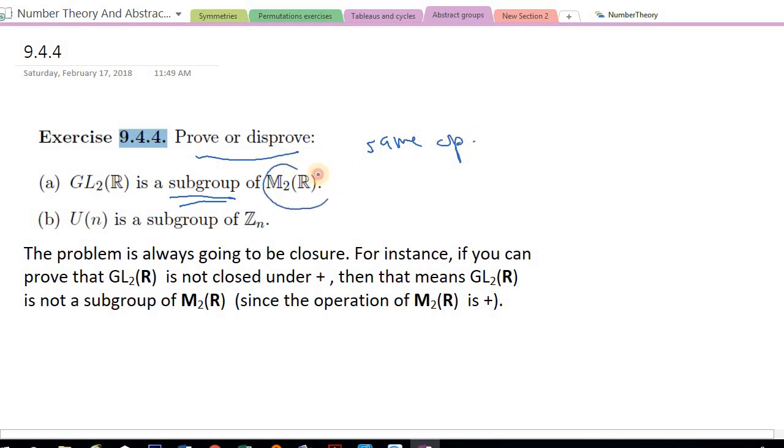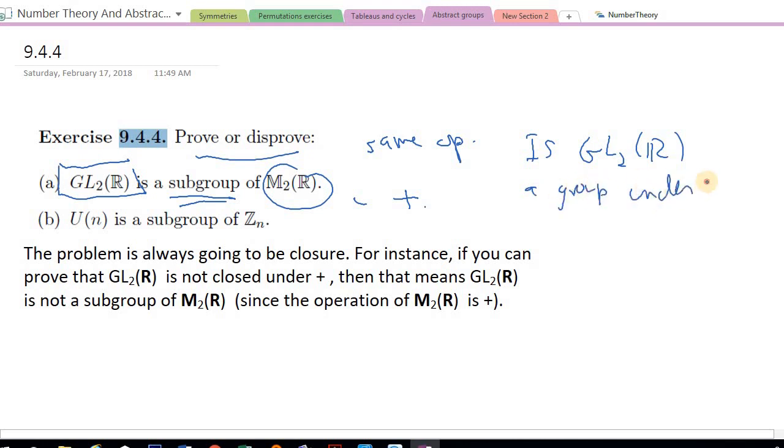So here we have M2 of R. This M2 of R is under plus. So what you're asking about is: is GL2 of R a group under plus? So that's really the question. Is GL2 of R a group under plus? Now GL2 of R is the invertible 2 by 2 matrices.